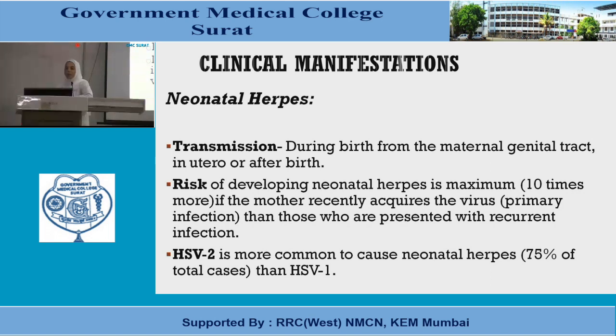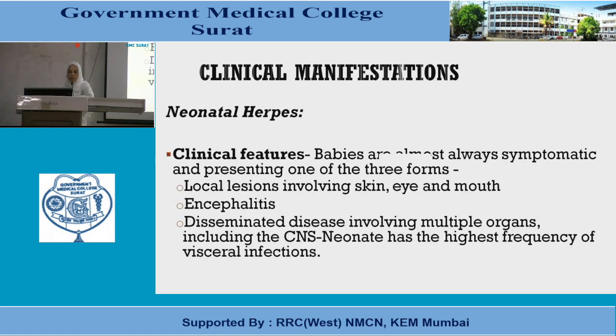Now how do they present? The babies are usually or almost always symptomatic, presenting with one of these. They may have local lesions involving skin, eye or mouth. They may present with encephalitis, or they may present with disseminated disease involving multiple organs including CNS. And the neonate has the highest frequency of visceral infection as compared to others. So in neonates, whenever you suspect encephalitis, you have to subject the CSF to rule out herpes simplex virus as the cause of the encephalitis.